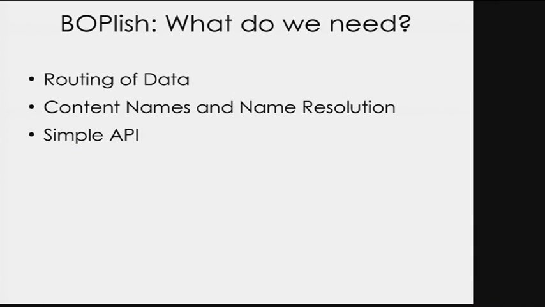So what do we need to actually have a peer-to-peer network that lets us take the control over our data back? We thought about it and came up with three main requirements. The first one is you need a routing layer for routing the data. You need content names. Like I said, Dropbox.com is owned by Dropbox, and you can't migrate your content somewhere else and stick with the name. So you need a proprietary name, which is bound to your ownership, and a name resolution mechanism to have mobility and all that stuff. And you need a simple API. I really like the WebRTC API because it's that simple to use, like I showed. So we want to come up with a simple API.